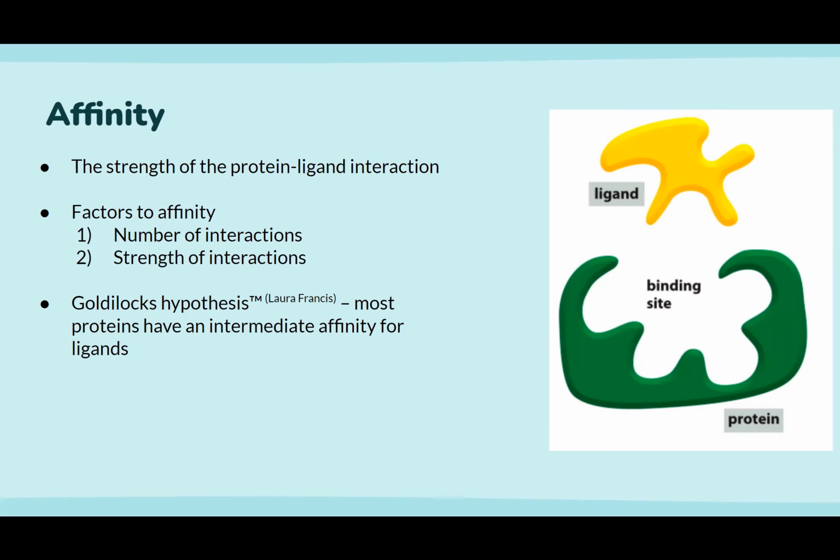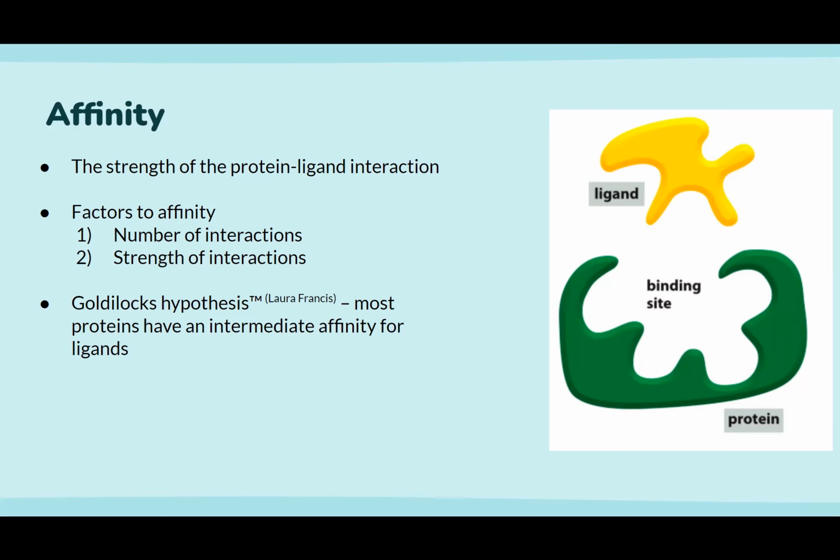And then we have the Goldilocks hypothesis, trademarked by Laura Francis. The idea is essentially most proteins want to have a moderate affinity for ligands. And this is because if you think about it, if you have too low an affinity for your ligand, what's the point? If you can't even bind to what you're supposed to bind to, then is it really a ligand?